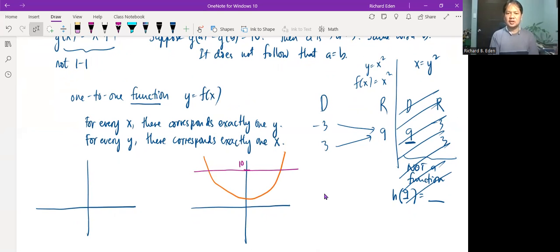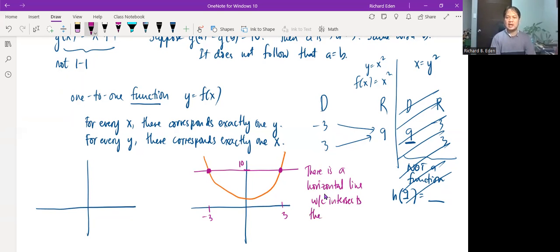Not drawn to scale. So, this is the 10, and here is negative 3 or positive 3. What happens is that there are two points on the graph which have the same y coordinate of 10. So in this case there is a horizontal line which intersects the graph in two or more points.